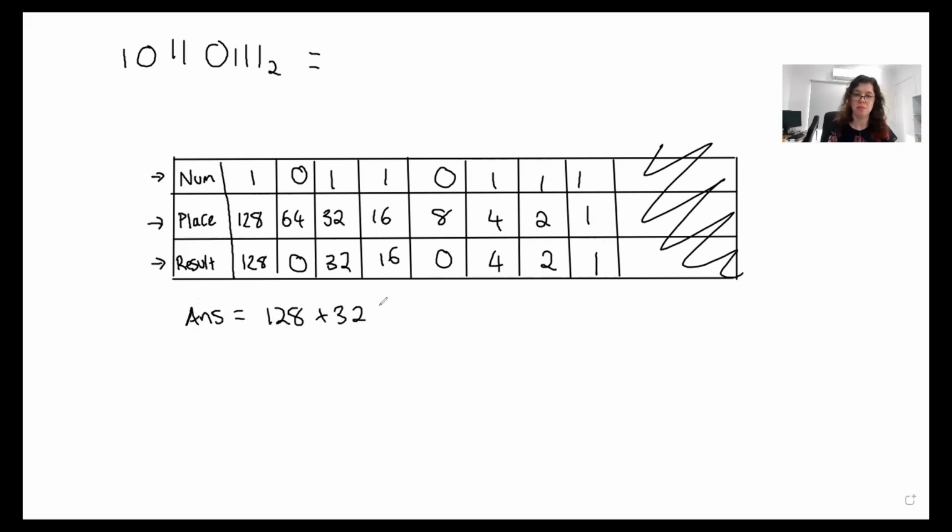128 plus 32 plus 16 plus 4 plus 2 plus 1. And that's going to give us 183. So the answer there is 183 base 10.